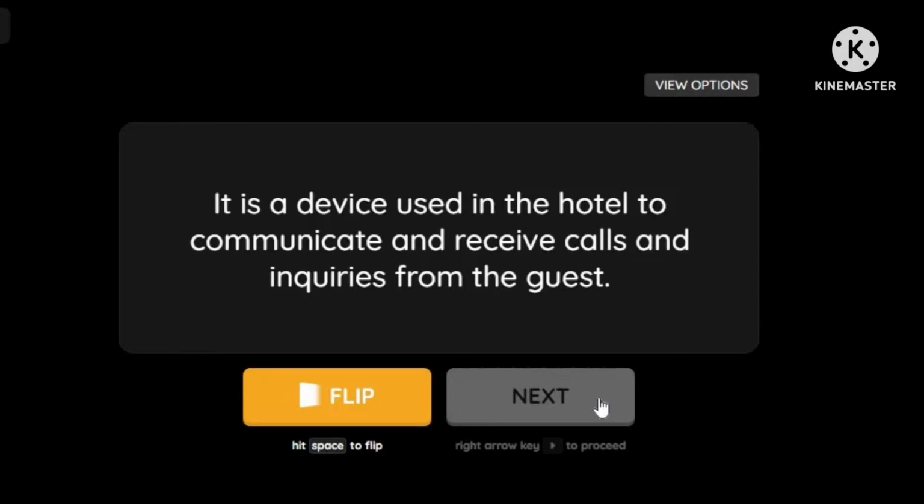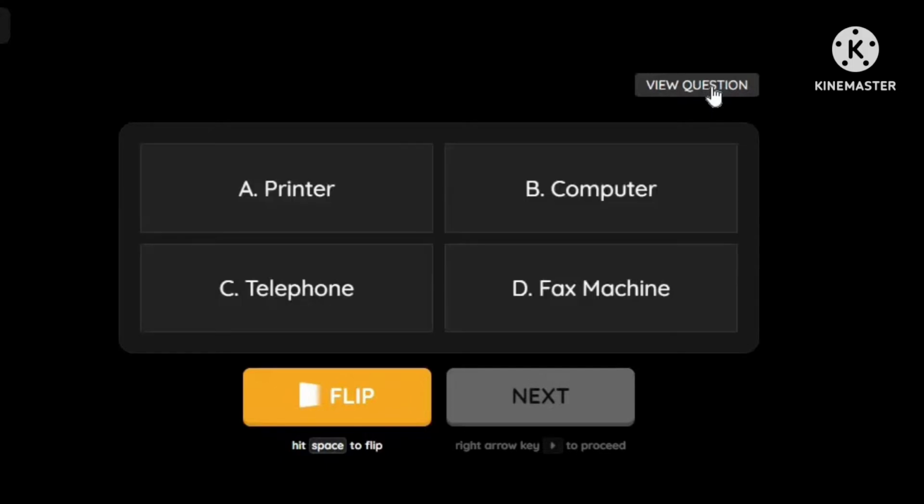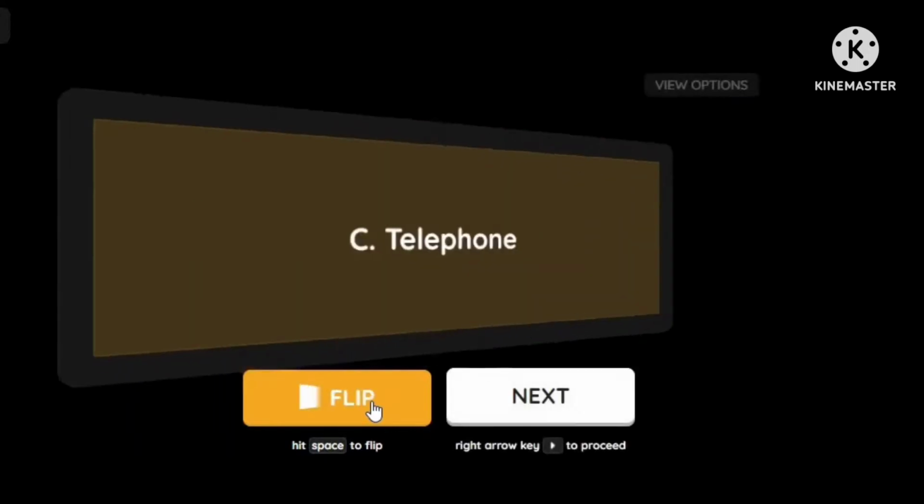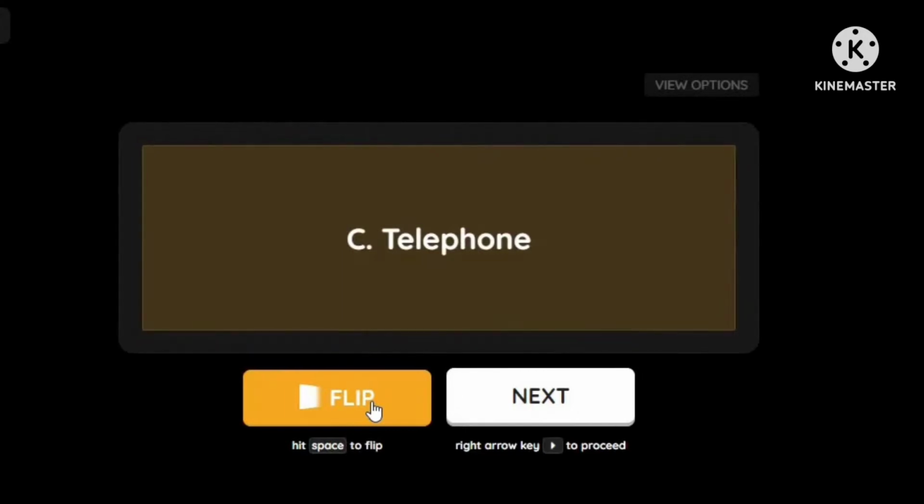Question number 2. It is a device used in the hotel to communicate and receive calls and inquiries from the guests. A. Printer. B. Computer. C. Telephone. Or D. Fax machine. And the correct answer is very good. It's letter C. Telephone.